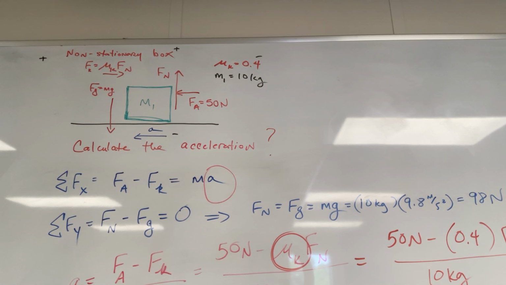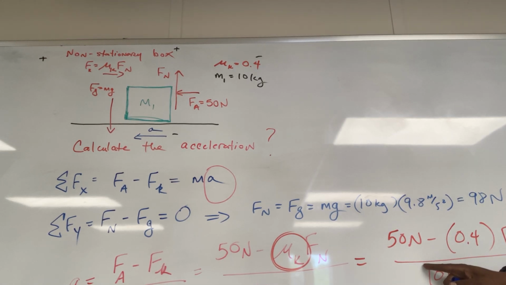So now I just plug that in, right? 50 newtons, minus 0.4 of 98 newtons. So that's pretty much half of 98. What's half of 98? 49. Yep. So that's going to be just enough to do what?